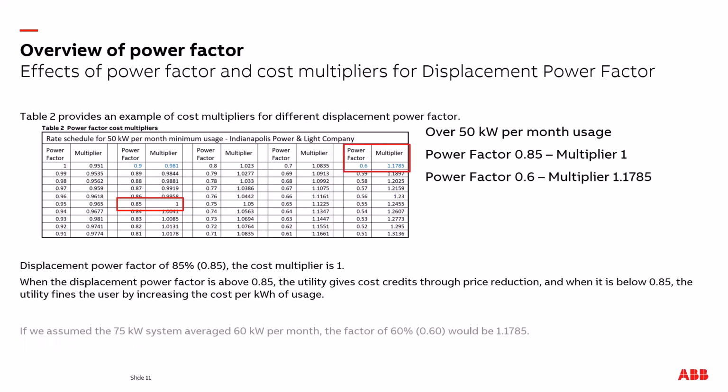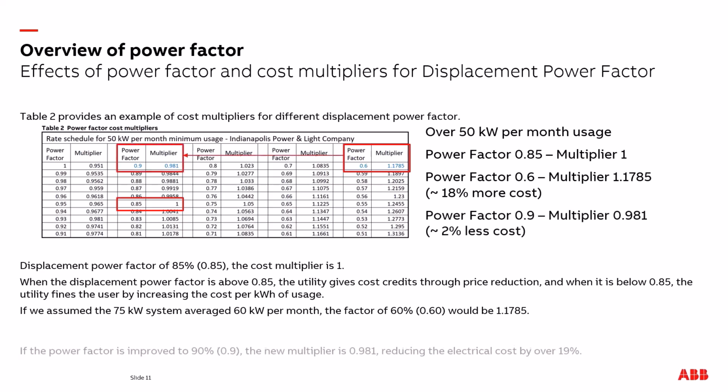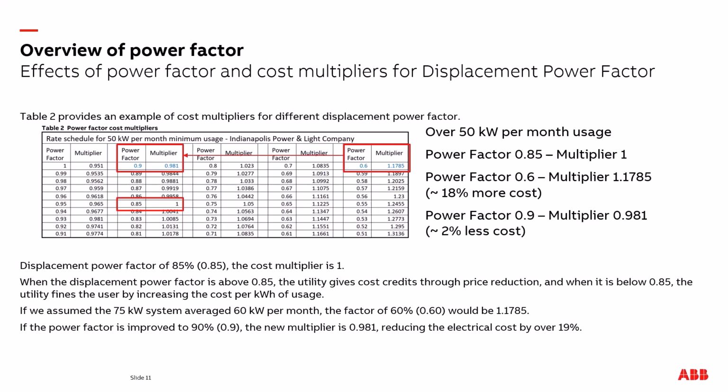So let's look at our power factor of a 0.6. That means your multiplier is 1.1785, which means it's approximately 18% more in cost per kilowatt. Change our power factor to a 0.9, our multiplier goes to 0.981. That means you basically get a 2% less cost, a credit, in how much you pay for your power per kilowatt. So if you look at the difference between a power factor of 0.6 and a power factor of 0.9, you can basically look at over 19% in cost savings.